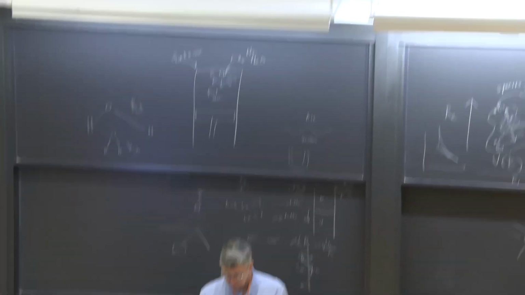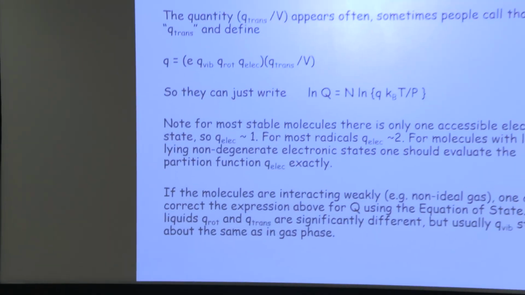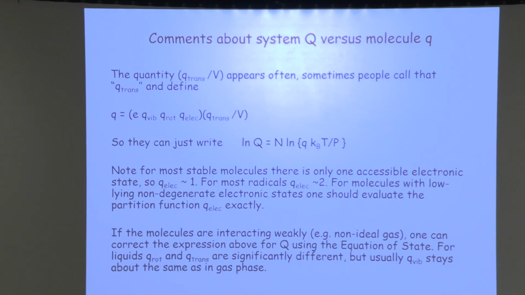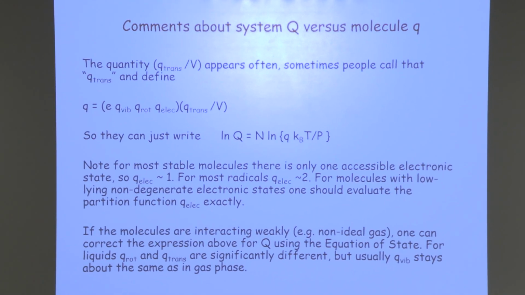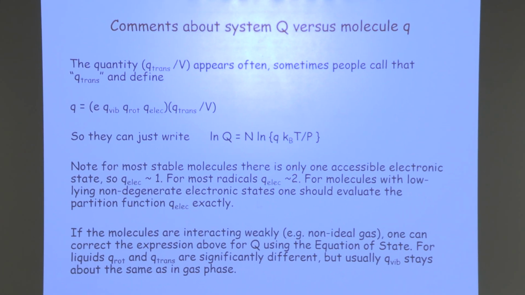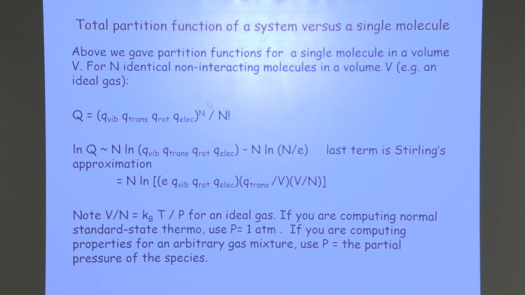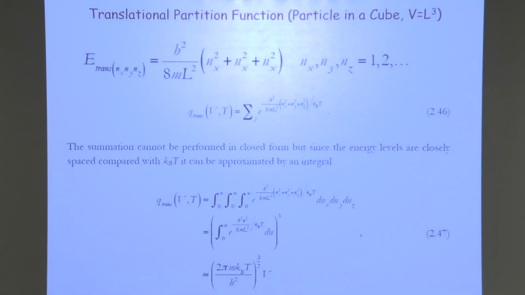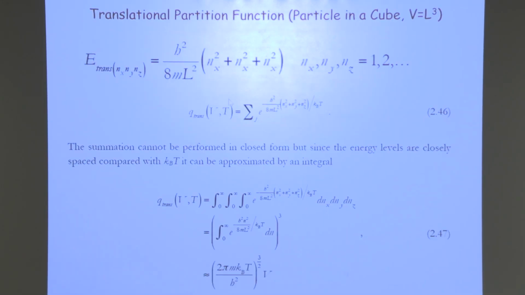All right. When you try to do these evaluations, if you remember back when I showed you translation, the Q for translation actually has the volume of your box in it.